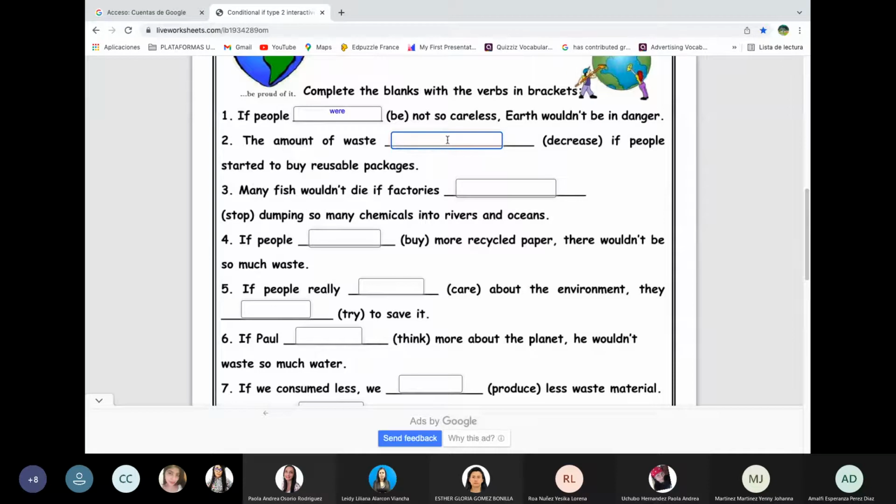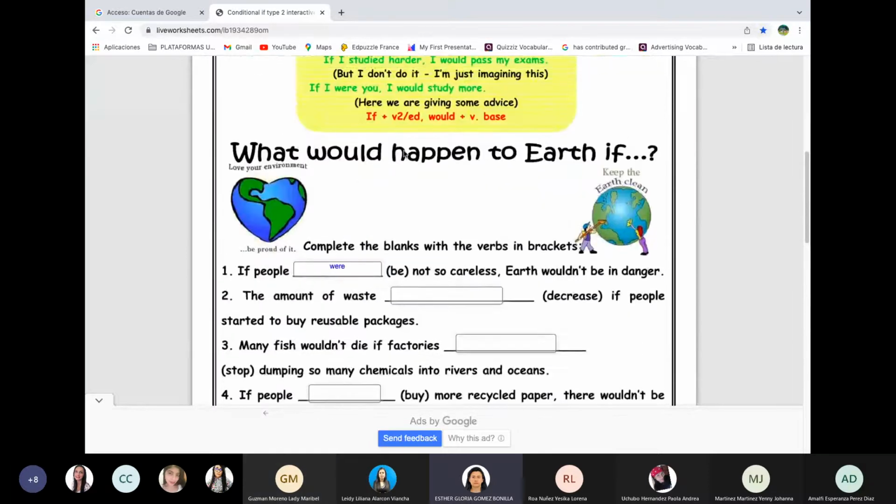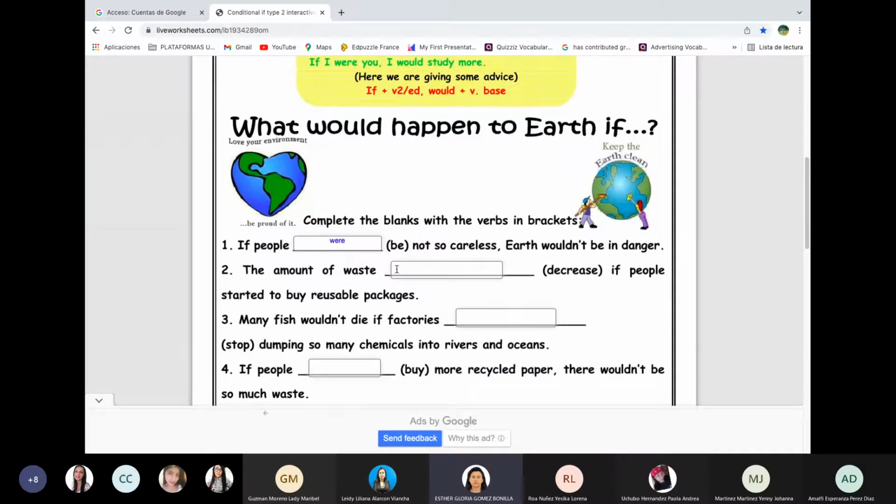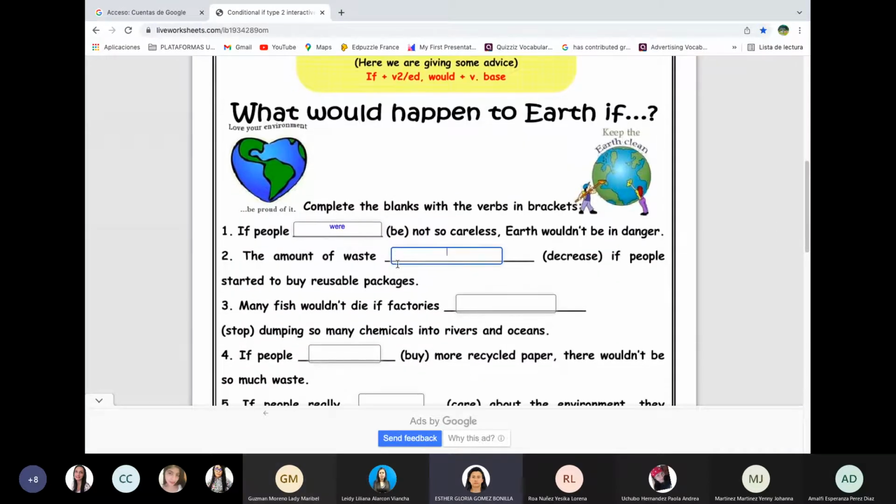Decrease al final de. Observe que la condicional if está con el verbo en pasado en la segunda parte. Y entonces aquí, ¿qué nos hace falta? Mire, se nos cambió el orden. Tenemos pasado muy bien. So, what is the appropriate answer? Más. The amount of waste. Más.